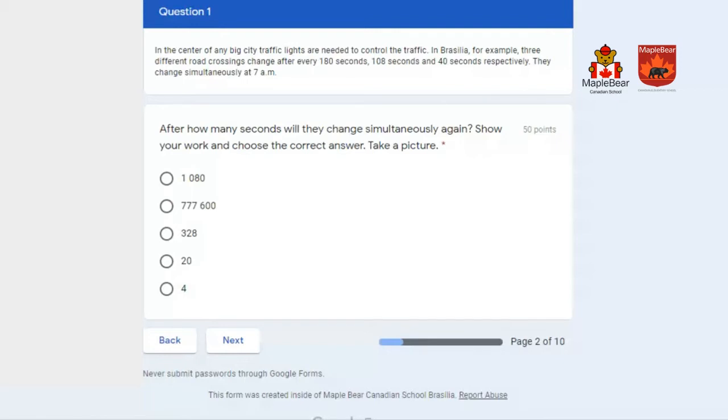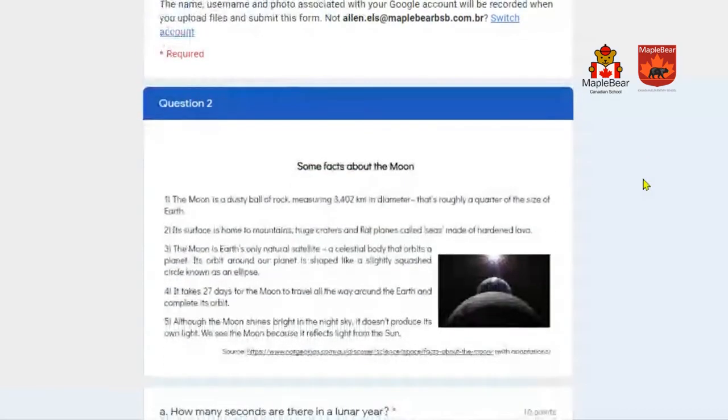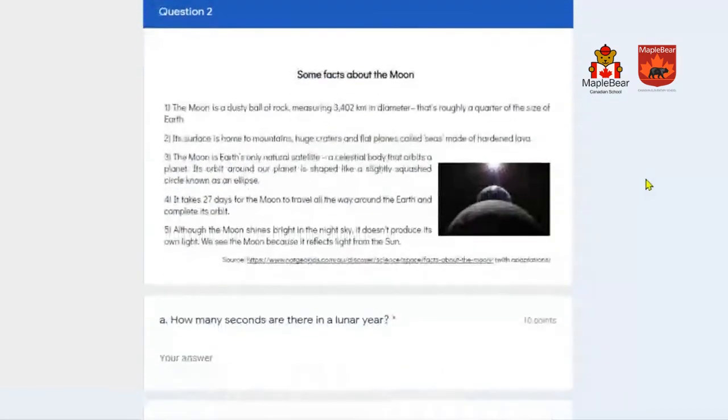Okay, question number two. Here I have some facts about the moon. Okay, I have fact one, fact two, fact three, fact four, and fact five. Okay, so it's some real numbers about the moon. And my question is, how many seconds are there in a lunar year? Okay, so I need to look for here in my facts how many seconds there is in a lunar year.